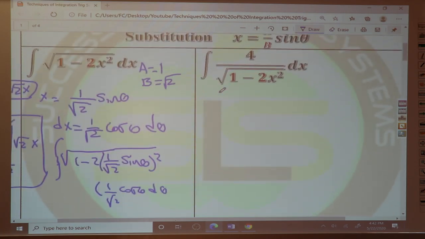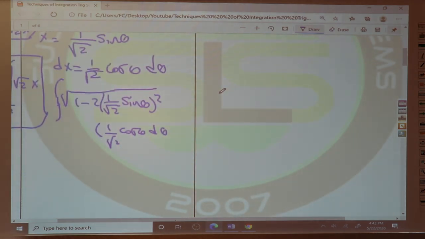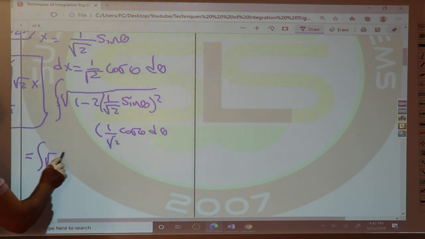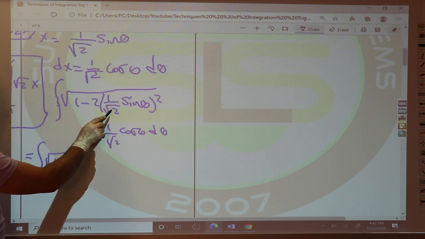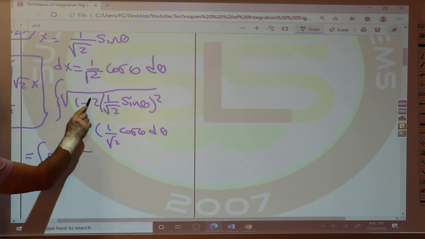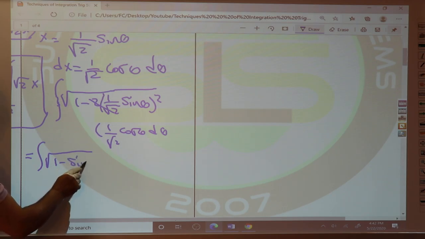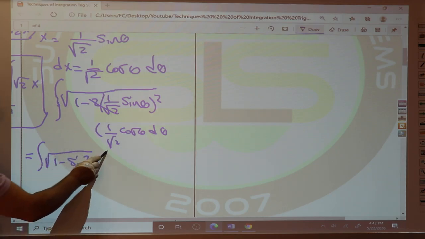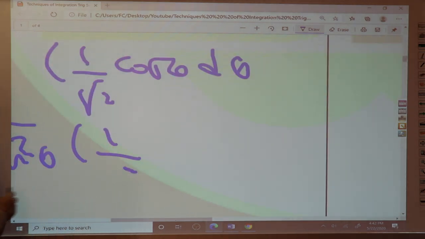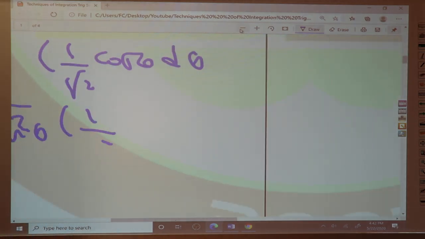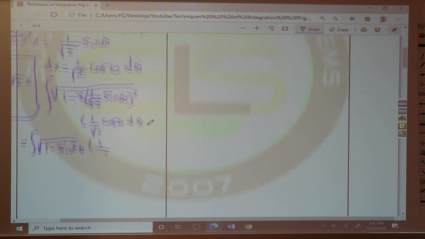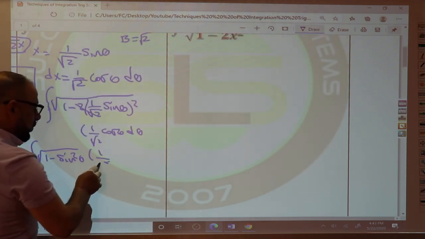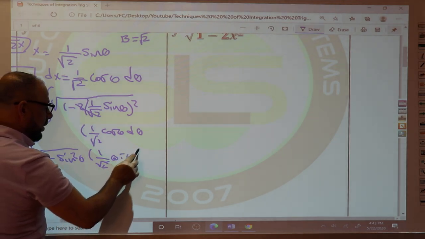Now, what we have to finish the problem. When you square this one, integration of 1 minus 2, right? Times, when you square this, this becomes 2. These cancel with this. Minus sine square theta. And here, 1 over square root of 2, 1 over square root of 2 cosine theta d theta.